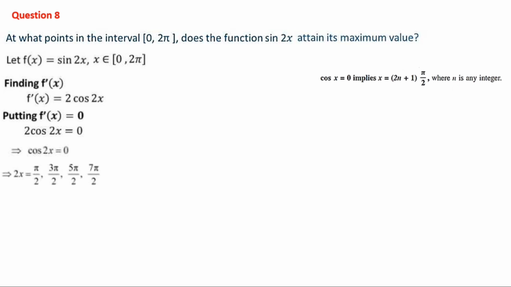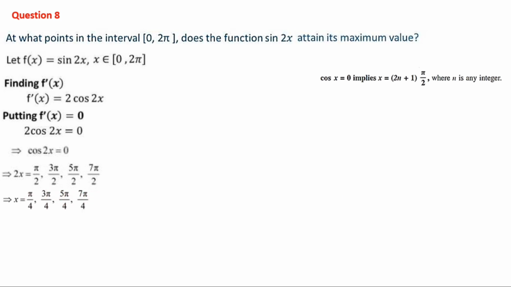Then here cos 2x is equal to 0 means 2x will take the values pi by 2, 3 pi by 2, 5 pi by 2, 7 pi by 2 and so on. We need x, so we have to divide by 2, so throughout we can divide with 2. Division with 2 means multiplying 2 in the denominator, so x comes as pi by 4, 3 pi by 4, 5 pi by 4, 7 pi by 4.